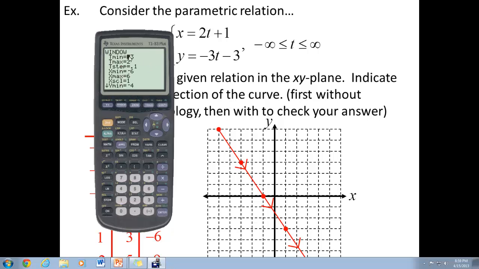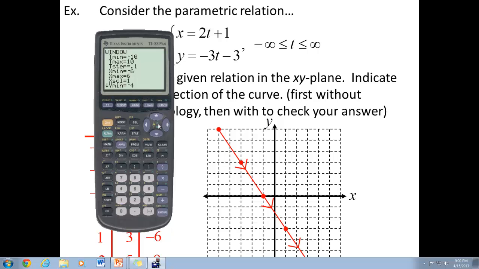My window, my t steps, since it's going from -infinity to infinity, now keep in mind I can't actually plot -infinity to infinity. So I could just pick a really small number for t-min and a really big number for t-max, but then my calculator is going to take forever because it's actually going to plot all those values. So I'm just going to go ahead and pick some reasonable numbers, -10 to 10 for my t-min and t-max. That way it doesn't take too long for it to graph.